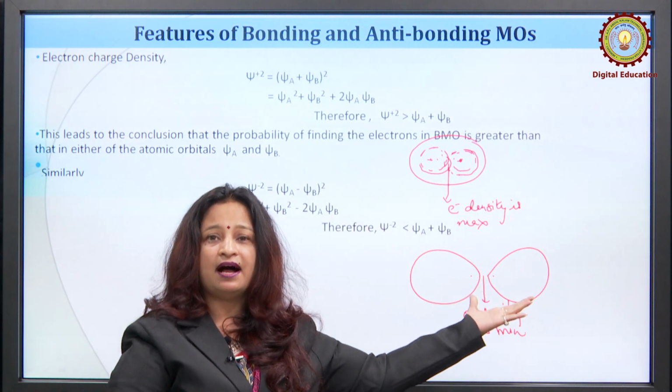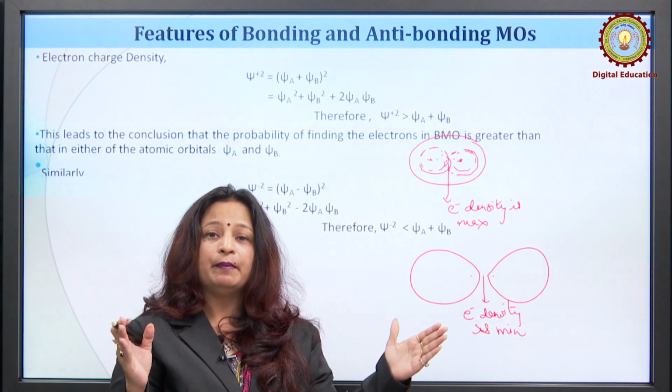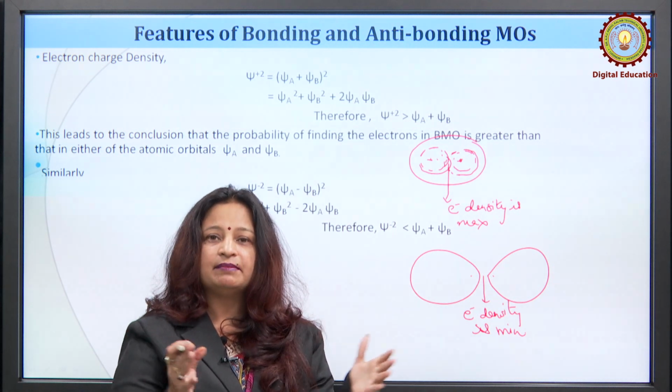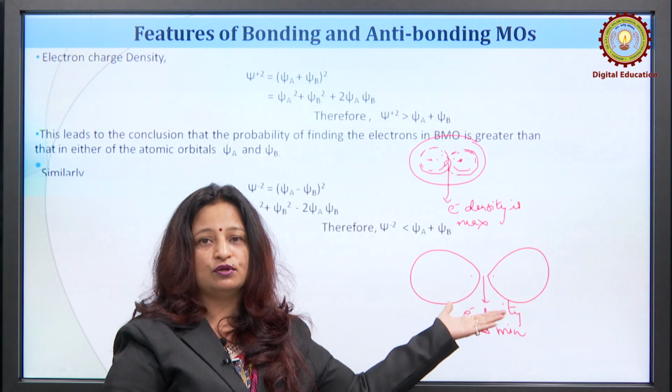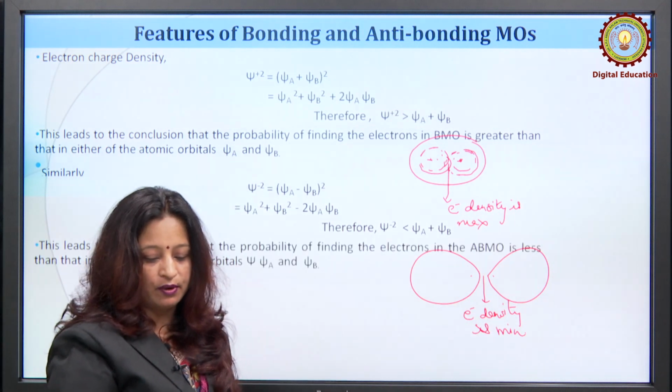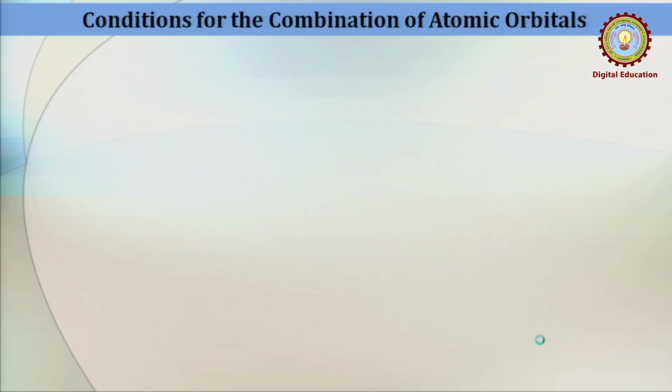Nuclear repulsion is high, and therefore it leads to the repulsion and destabilization of the bond, and therefore it is also known as the antibonding molecular orbital. So, we have already concluded.